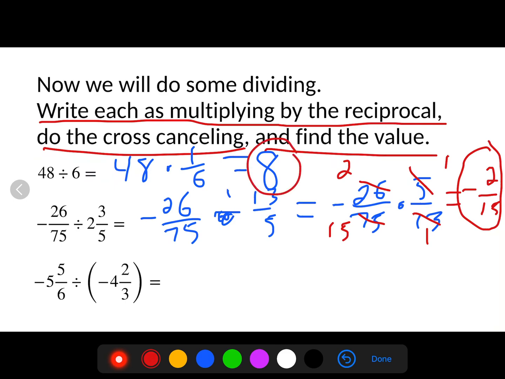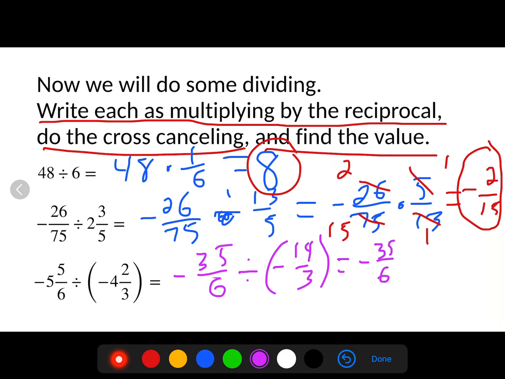Okay. Two of those terrible mixed number things. Well, let's fix them. 5 times 6 is 30, plus 5 is 35. 6 divided by 4 times 3 is 12. 12 plus 2 is 14. Negative 14/3. Now rewrite it as multiplication by the reciprocal. Negative 35/6 times negative 3/14.